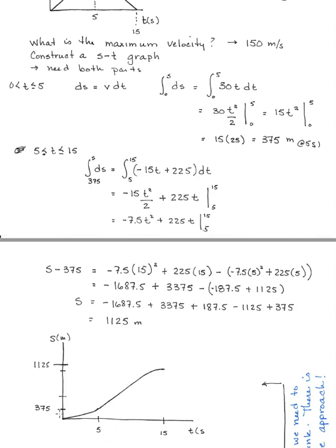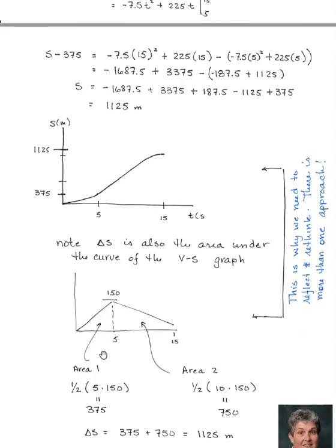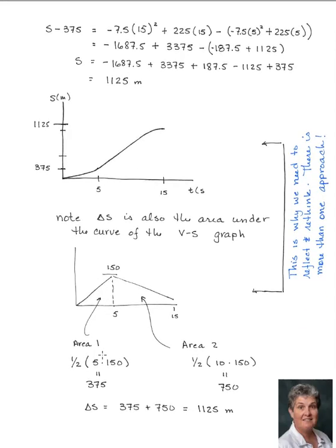So I've done that. I've gone from 375 at 5 seconds to 125 at 15 seconds, and we've got a position graph. But remember, what we also said is that my change in position is also the area under the curve of a velocity versus time graph. And when I do that, I can do this really quickly. I don't necessarily have to go through all of this integration up here. I can calculate the area under this one because it's a straight line. It's relatively straightforward. It's 175 meters.